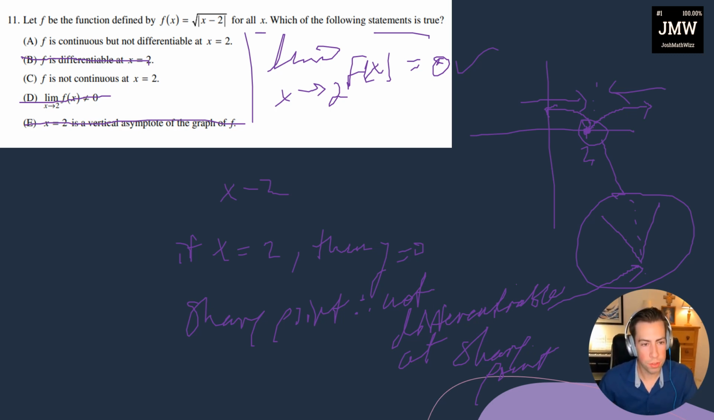F is not continuous. No, it actually is continuous. There is a point there. And then finally, A, f is continuous but not differentiable, and that's what we already talked about. So therefore, A is the correct answer.